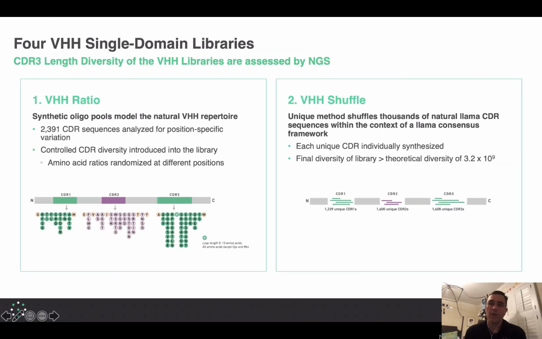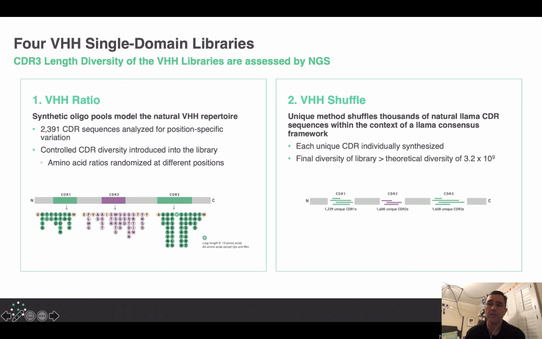Now moving on to our VHH libraries. We actually have 4 different VHH libraries that I'll talk about now. They basically started with over 3,000 different VHH sequences derived from a database that we found, all of which had known antigen specificity, and we use those as an input data set to create the 4 libraries. So the first library is what we call our VHH ratio library.